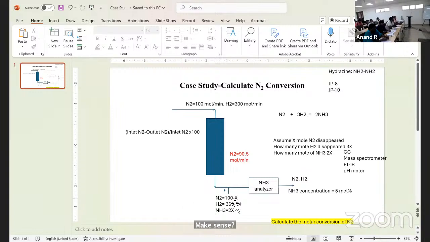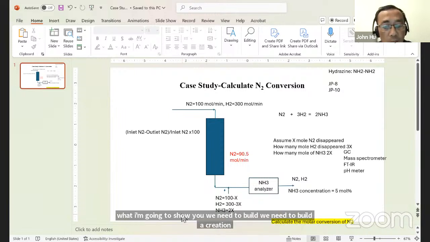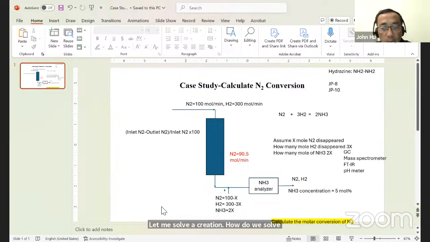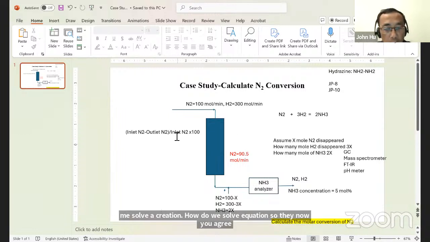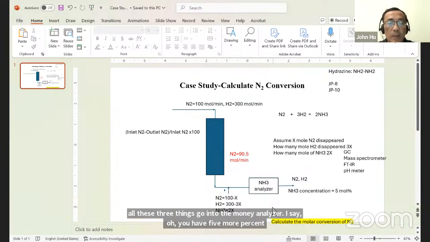Now, all these three components, we need to build the equation, then we solve the equation, all right? How do we solve the equation? So now you agree, we assume X mole disappeared or converted passing through. So N2 and hydrogen go in, they form, and all these three things go into the ammonia analyzer. It says you have 5 mole percent. So what does it mean?